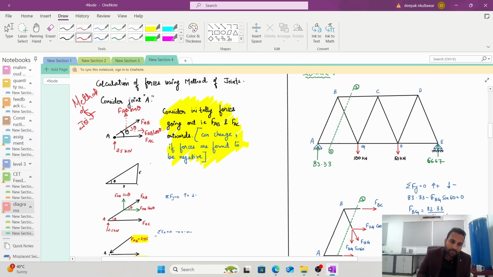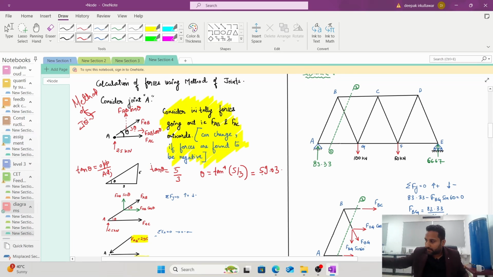You know the vertical height was 5, and the center distance was 3 meters. So, you can take tan theta. What is tan theta? Tan theta is opposite by adjacent. So tan theta becomes opposite 5 and adjacent 3. So theta is tan inverse of 5 over 3, which equals 59.03. Okay, so this is the value of your theta.